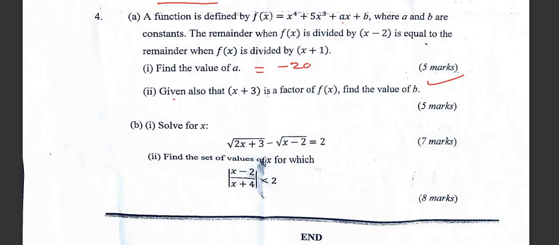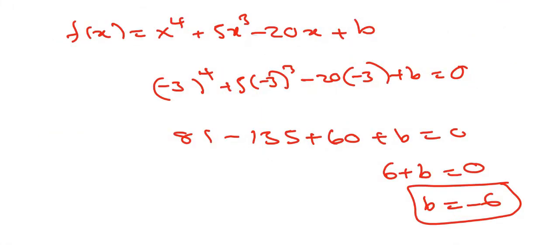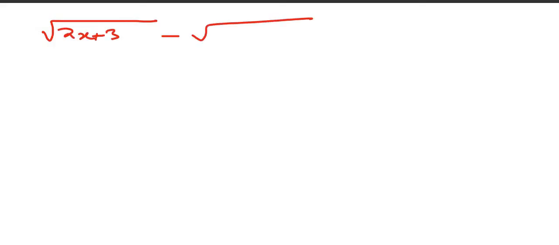We're now on the last question, 4B1. We've done something like this before. The first thing you do is move one square root to one side. This is applicable to everyone, both doing 1120 and 1100. It's the same principle. We're saying take the one to the other side.